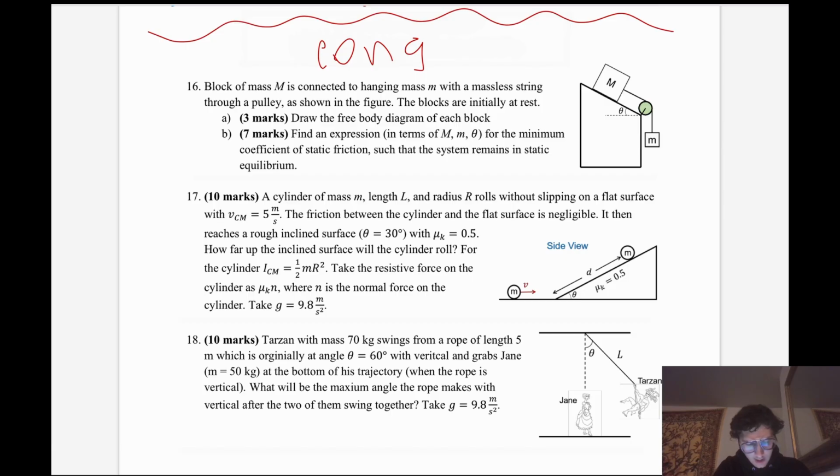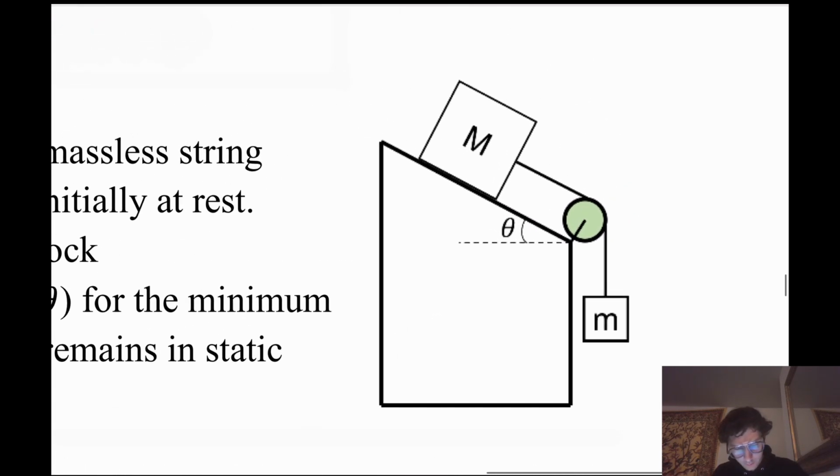Let's read these questions. A block of mass M is connected to a hanging mass M with a massless string through a pulley, as shown in the figure. The blocks are initially at rest. Draw the free body diagram of each block. Beautiful. That's easy. Okay, so I'm just going to draw this really quickly here.